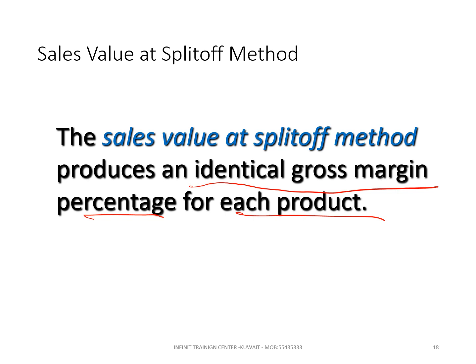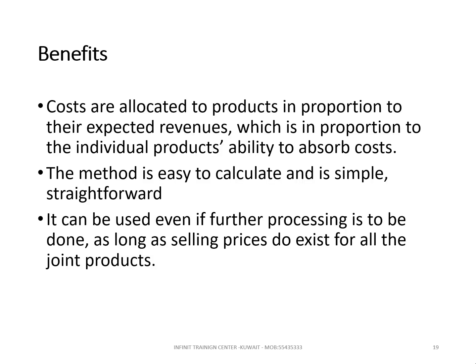Again, not difficult. You have to find out what is the sales value at split off point for each product. Okay, then add that together. Then take the sales value of individual product, divide that by the total, whatever you calculated, you will get a percentage of allocation. Then you will multiply this percentage with the joint cost, and you can calculate the amount needed to be absorbed by each product.